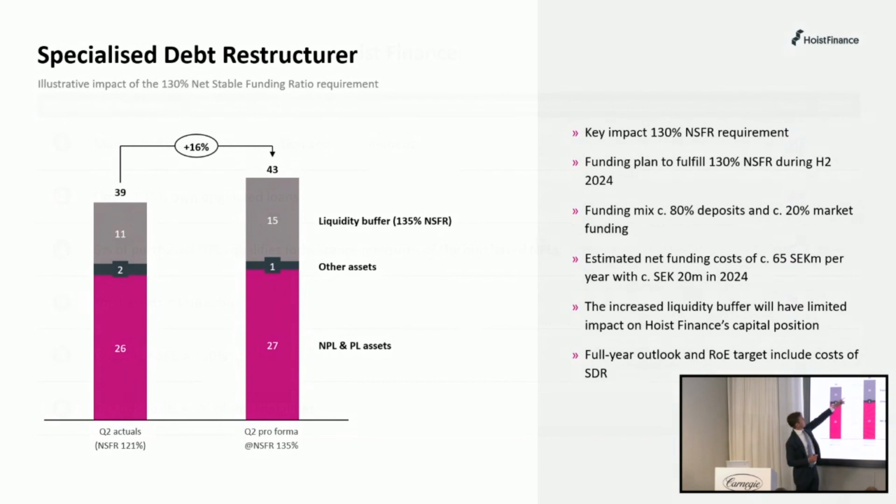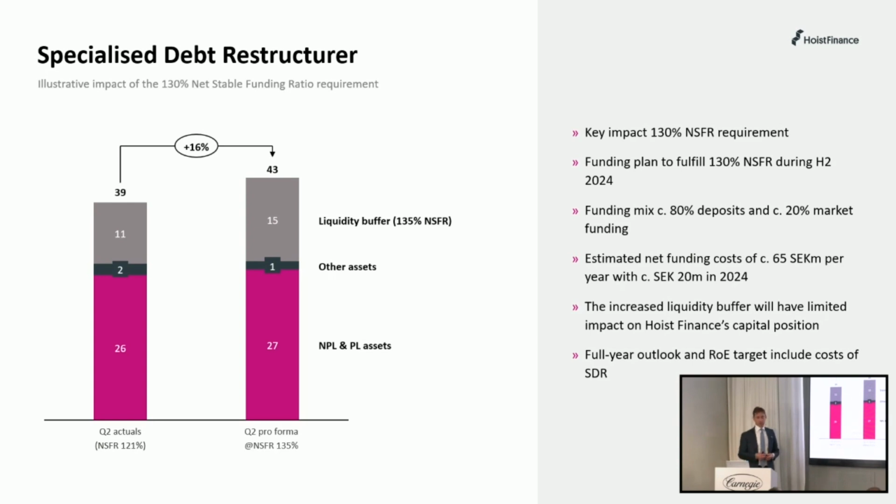Then it's expansion with the same size of, this is supposed to be a typo, the same NPL portfolio. Then the total assets would grow 16%. So the liquidity portfolio would go from 11 to 15 billion SEK. And this clearly comes with some cost. And the funding plan to fulfill this is now during the second half of this year.